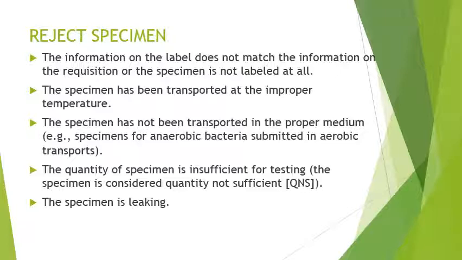Okay. When do you reject a specimen? Not all specimens in the bacteriology lab can be accepted. First, check the label. If the label of the specimen does not match the information on the requisition, it is rejected. Number 2, if the specimen has been transferred at an improper temperature. For example, if it needs to be at 4 degrees Celsius, it must be at 4 degrees Celsius. If the specimen needs to be transported in an ice box, it must be in an ice box. Otherwise, it will deteriorate or the bacteria we need to isolate will be lost.